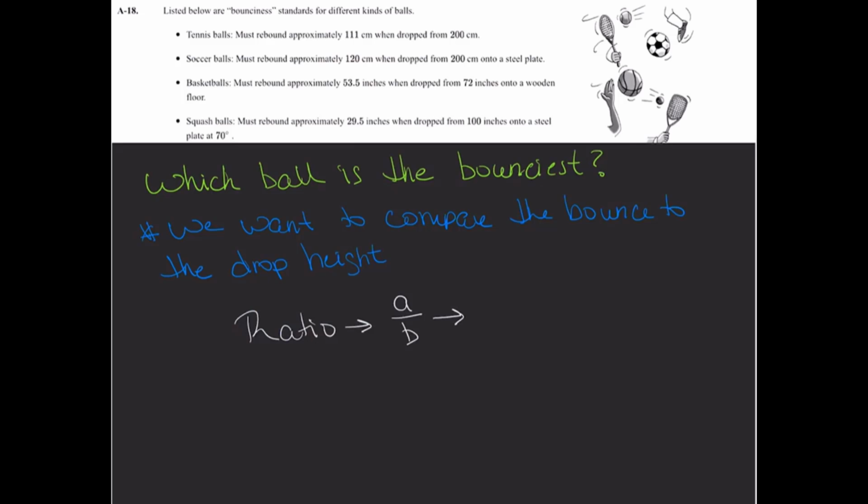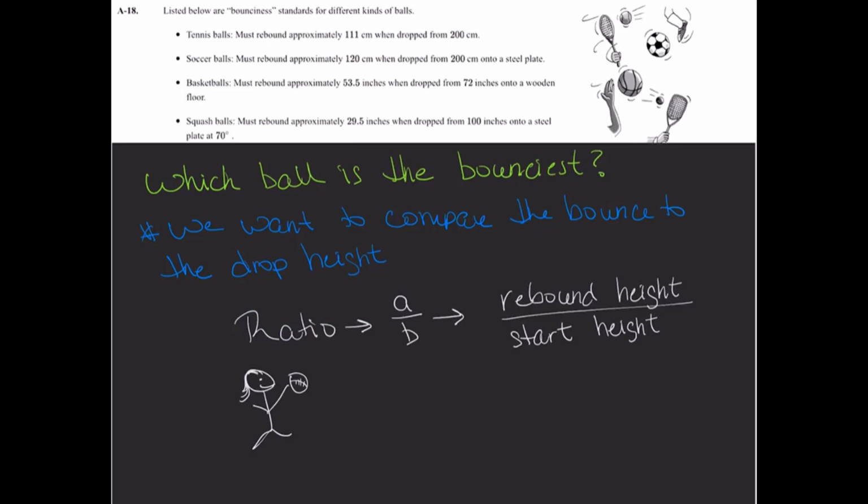For our example, we're looking for how bouncy the ball is. So we're looking for that rebound height over, let's call it the start height, or the drop height, from where we're dropping it. So in other words, you've got somebody holding a ball. I've got to put a smiley face on him and give him some hair too, to make this a little realistic. And we're on a floor.